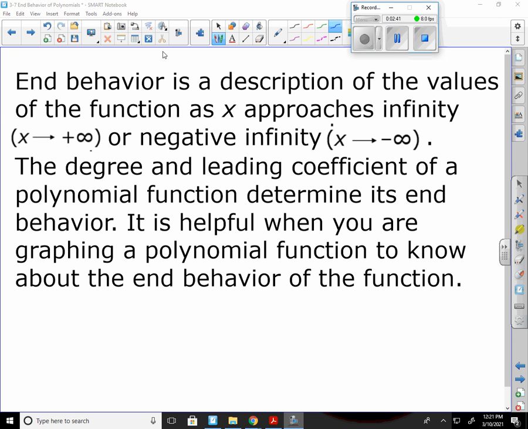The end behavior is a description of the values of the function as x approaches either infinity or negative infinity. So as our x's either get larger and larger or smaller and smaller, looking at negative infinity, that's how our end behavior will work. The degree and leading coefficient of a polynomial function determine what its end behavior is going to be. It's helpful when you're graphing a polynomial to know about the end behavior of the function.